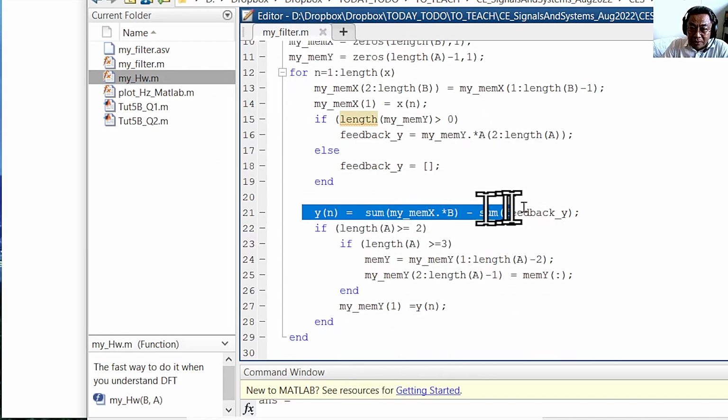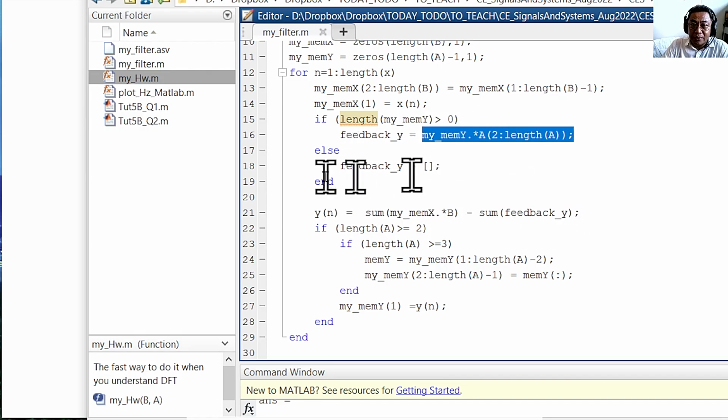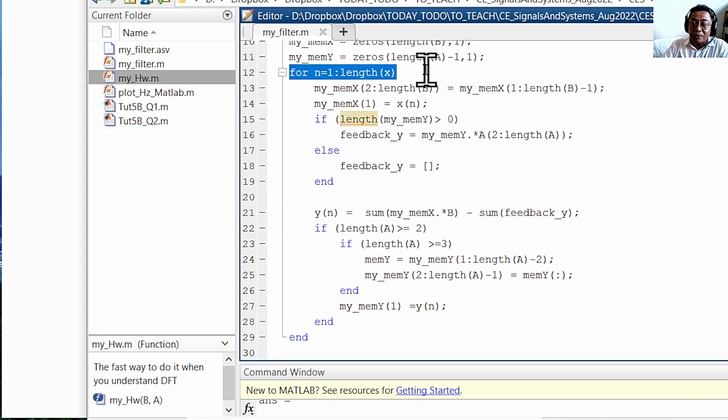And this is the output, yn, summing b times the memory and the feedback, where the feedback is a times the memory. The rest is basically housekeeping, as n goes from 1 to the length of n, where n is the number of samples in x.